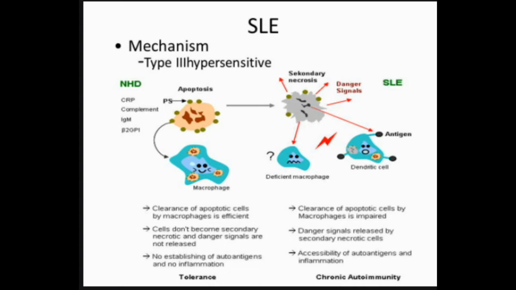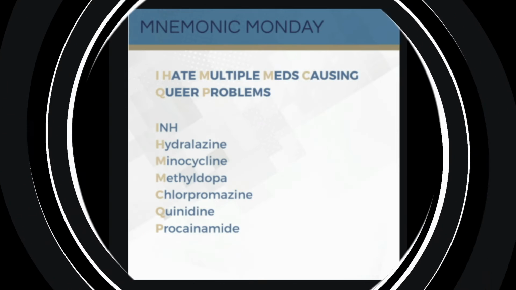SLE is regarded as a prototype disease due to the significant overlap in its symptoms with other autoimmune diseases.